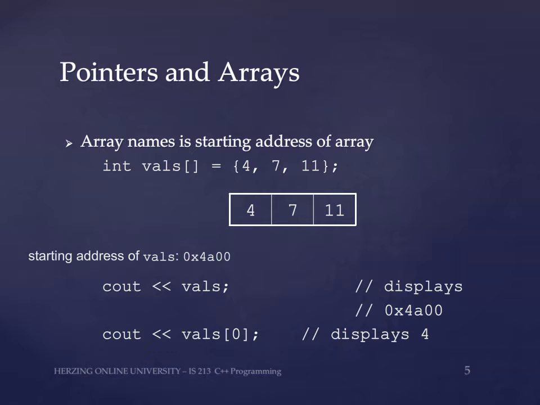Arrays and pointers. Arrays are similar to pointers, and the relationship between them is that with arrays, the array name is the starting address of the array, and an array name can be used as a pointer constant. For example, you have an int array with three values, 7, 11, and so on. If you want to print out the pointer values, that will display the addresses. Pointers can also be used as an array name.